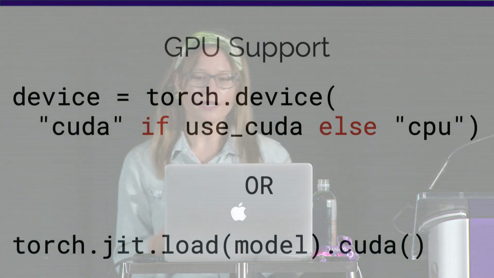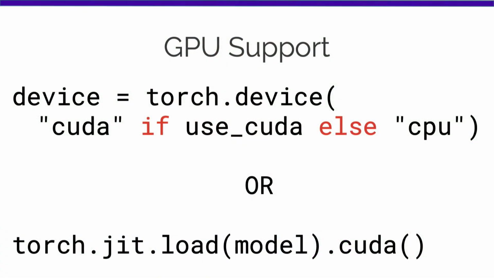Because this is deep learning, let's talk about GPU support for PyTorch. In PyTorch, GPU utilization is pretty much in the hands of the developer, in the sense that you must define whether you're using CPUs or GPUs, which you can see a quick example of on the slide. You're saying, hey, if I've got GPUs, use them. If not, use CPUs. Or if you're using torch.jit.load, and that's available in 1.0, you simply pass in your model and append the CUDA method.